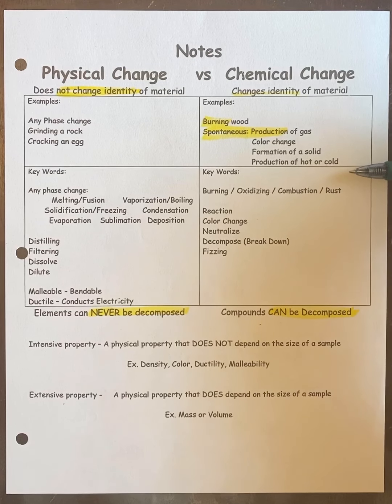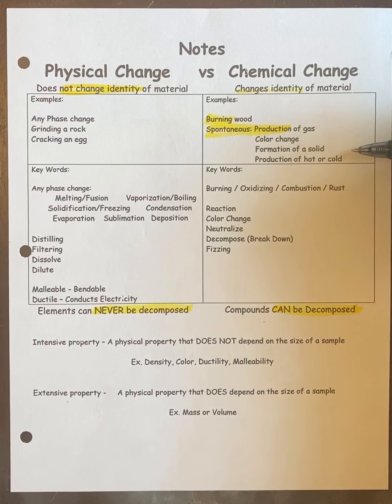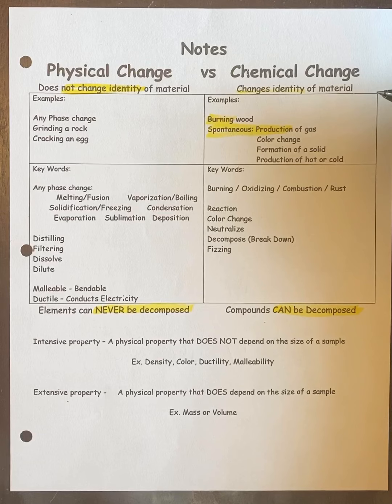Examples of spontaneous hot or cold are the classical hot packs and cold packs, not the ones you have to put in the microwave or in the freezer, but the ones where you crack the little thing inside of them, you shake them up, and the chemicals inside mix, and then they get hot or cold on their own. Those are chemical changes.